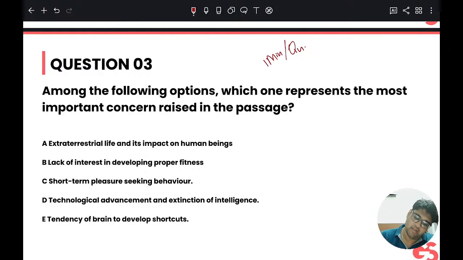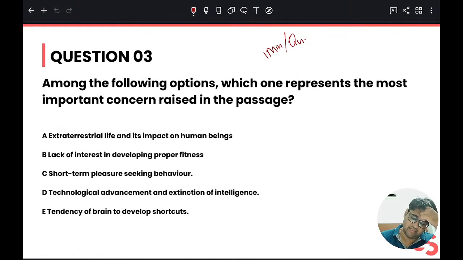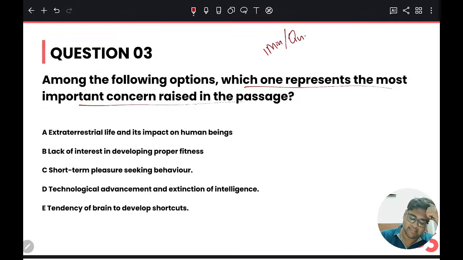Third question: among the following options, which one represents the most important concern raised in the passage? What is the most important? Okay. Extraterrestrial life and its impact on human beings. Extraterrestrial life was a good concern, but its impact on human beings was not there. So this is actually a subaltern according to the passage.